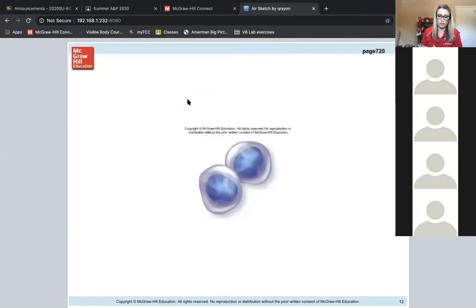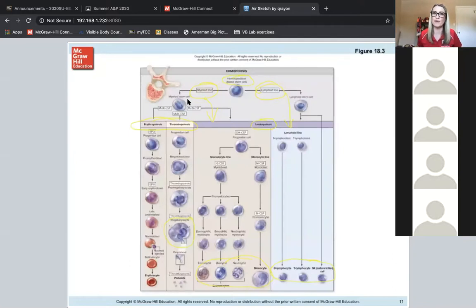That's how thrombopoiesis works. Again, thrombopoiesis is formation of platelets, okay? And it involves that megakaryocyte. Mega because it's really big, okay? And then the last process here is erythropoiesis. Erythropoiesis is formation of erythrocytes, okay?